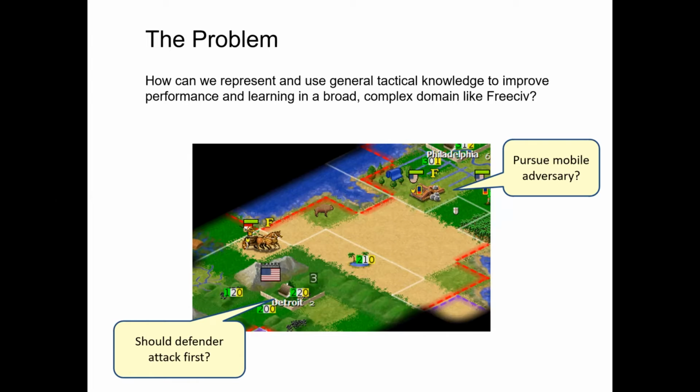So when we talk about tactics, the kind of questions we're asking is should this catapult pursue a mobile adversary? Or down in Detroit here, there's a defender in Detroit, you can tell by the little fenestrations. Should the defender attack the chariot first, or should it wait and be passive?